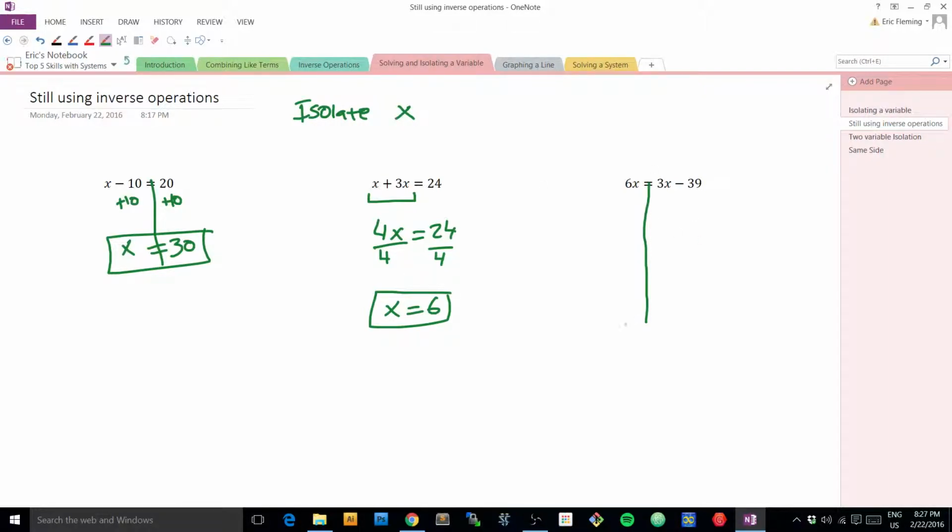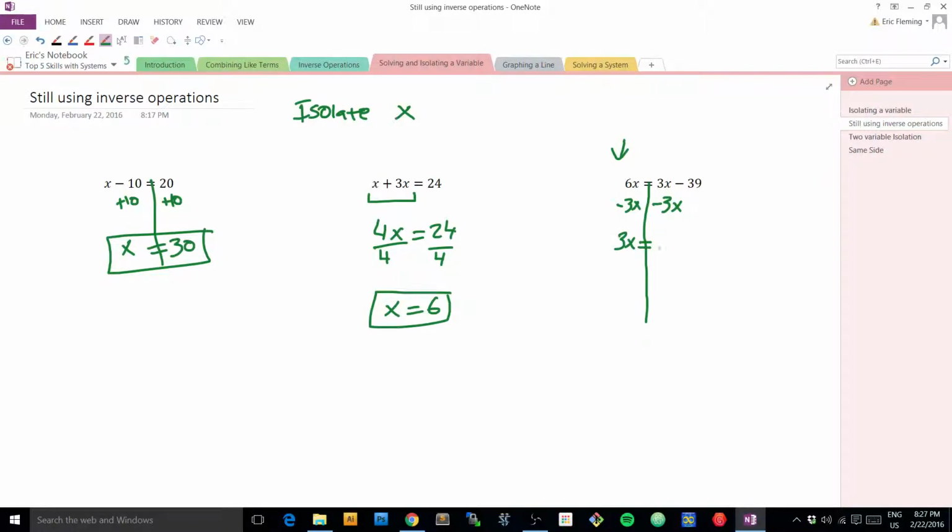Similar to the last problem, but slightly different, we have still lots of x's, but they're actually on opposite sides of the equal sign. So just like we saw in our previous video, we want to make a decision. We want to say all of our x's are going to be on one side of the equal sign. I would prefer them to be over here on the left. To make that happen, I will subtract 3 x's from both sides.